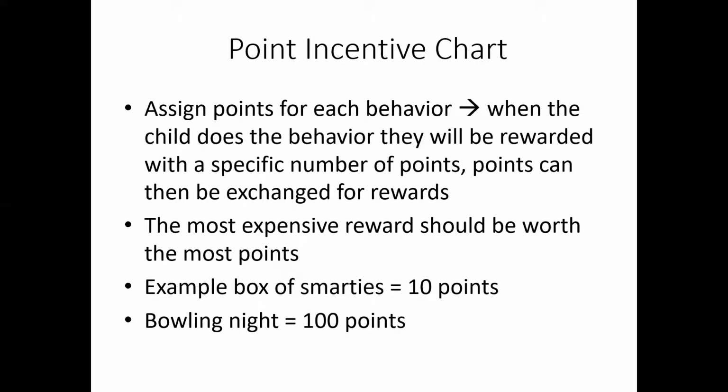So for example, on here it states a box of Smarties could be equal to 10 points, or an activity such as a bowling night could be equal to 100 points. So we encourage families to pick one behavior that your child does fairly well, just to build momentum at the start when we're using a points chart, and then a behavior that your child does some of the time, and then a behavior that is more difficult for your child that they aren't doing consistently at the moment.